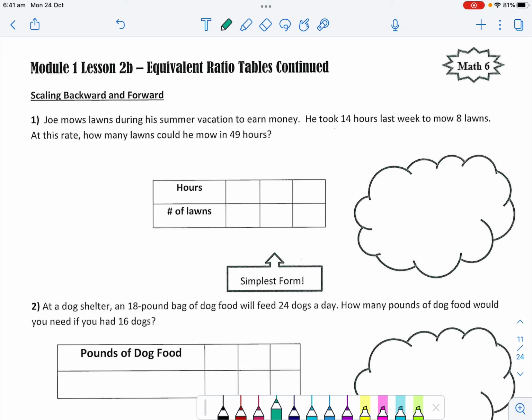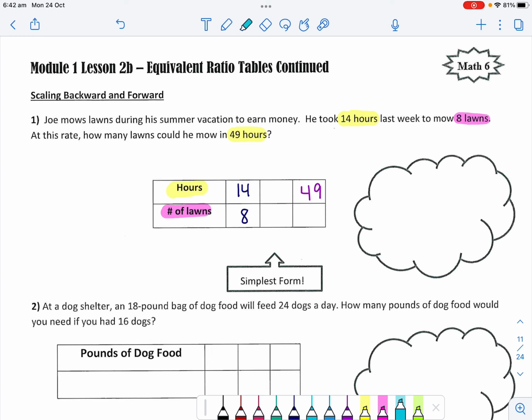So this says Joe mows lawns during his summer vacation to earn money. He took 14 hours last week. So there's the top part. To mow 8 lawns. So there's the bottom part. At this rate, how many lawns could he mow in 49 hours? So I'm going to put 14 in the top part of my table and 8 in the bottom part of my table. And then it says, how many lawns could he mow in 49 hours? So I know that's going to go in the top part of my table. But when I look at 14 and 49, there is no way for me to get from 14 straight to 49. So I'm going to put this in the last part of my table.